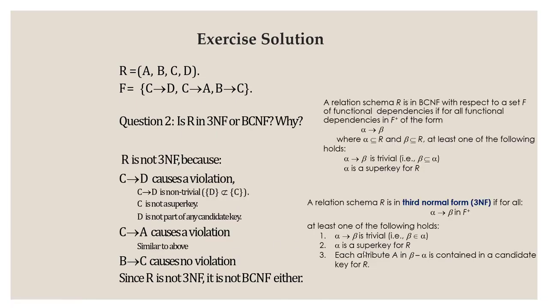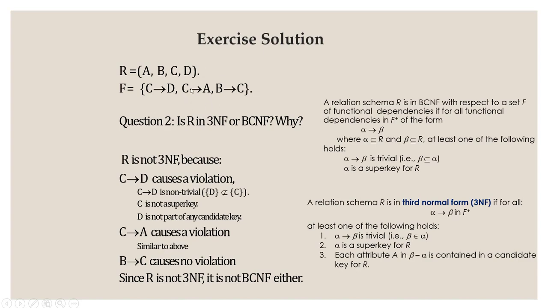Okay, number 2, we want to see if this is in 3NF. Let's check the first one, which we had these conditions. C determines D, so we know that it is not trivial, and C is not a key. Is D part of a candidate key? Is D a prime? Also no. So this causes a violation.